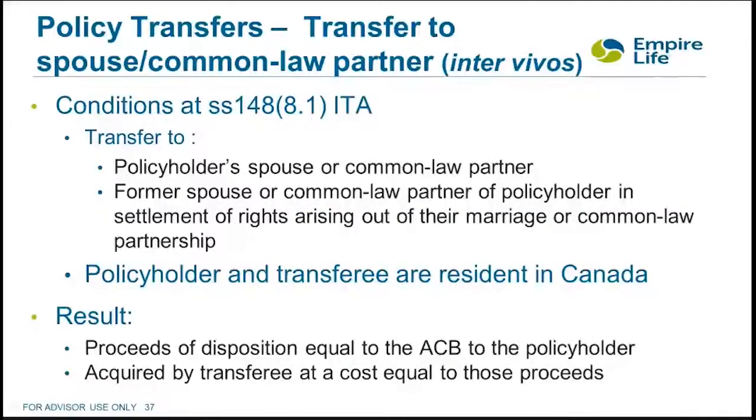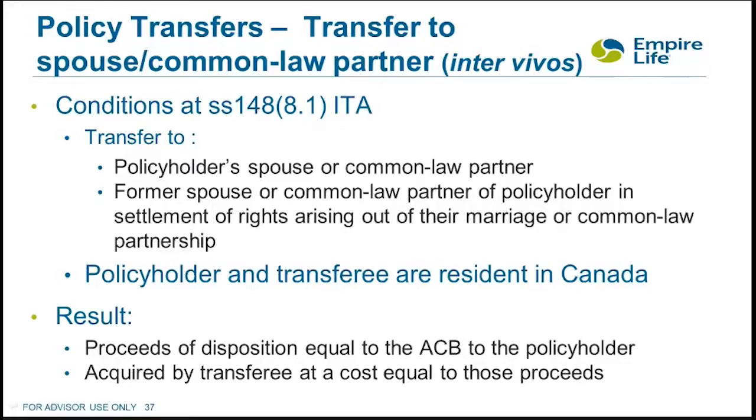And the transfer I wanted to look at now is for spouses or common law partners. Subsection 148(8.1) applies to a transfer during the life of the policyholder to the policyholder's spouse or common law partner, or a former spouse or common law partner in settlement of rights arising out of their marriage. There is no requirement that the life insured be the policyholder's spouse or common law partner in order for subsection 148(8.1) to apply. Both the policyholder and the transferee must be resident in Canada at the time of the transfer.